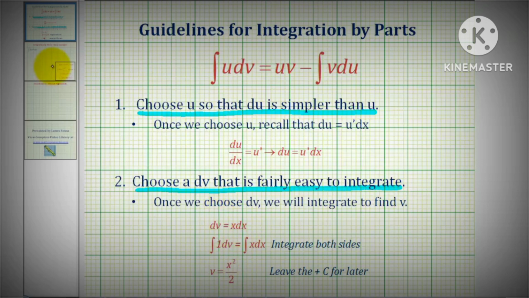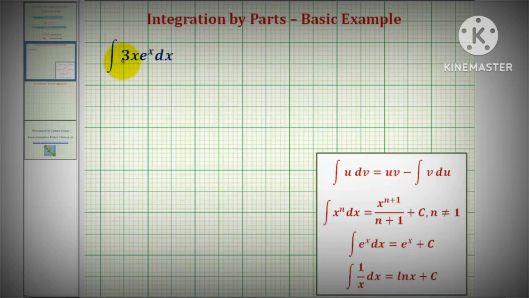So going back to our example, let's let u equal 3x. Notice how the derivative of u is simpler, it's just a constant. And let's let the remaining part, e to the x dx, be equal to dv. Notice here, e to the x is going to be easy to integrate.